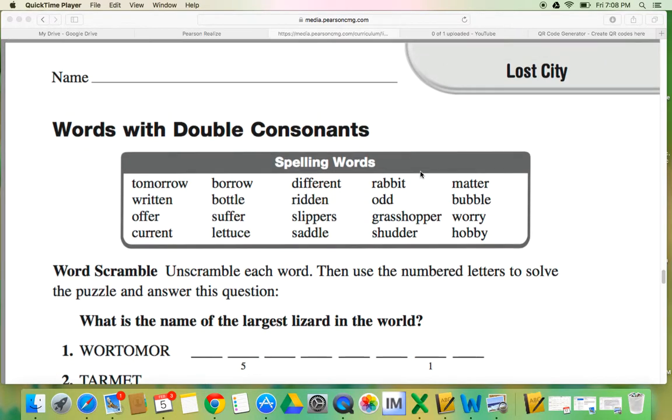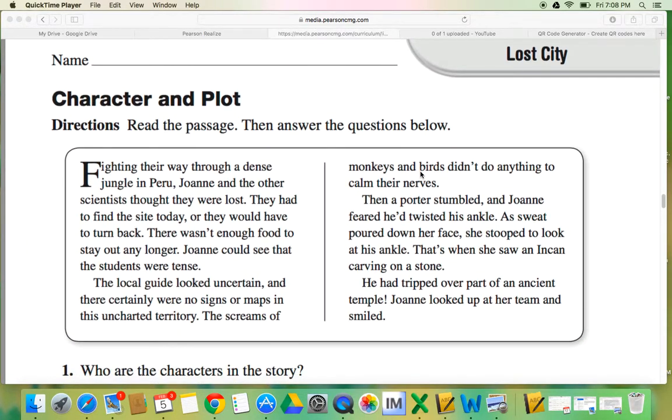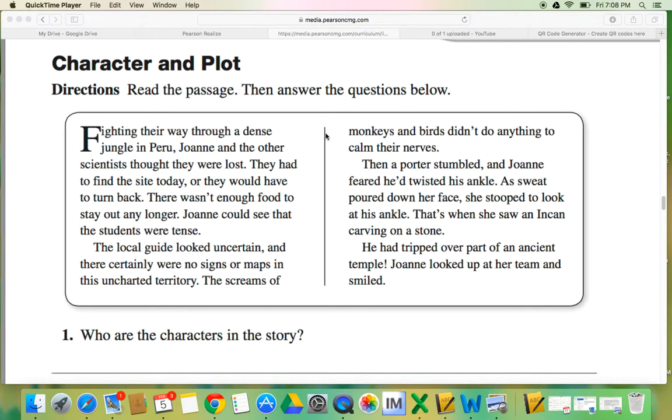Up here at the top, on the back side is going to be character and plot. Characters are people or animals in a story, and the plot is the sequence of events in this story. It starts with the problem, goes to the rising action. The climax is like the most suspenseful part or the turning point in the story, and the resolution would be the ending of the problem. How is the problem solved?